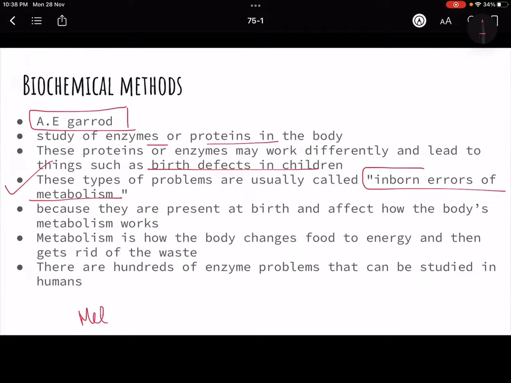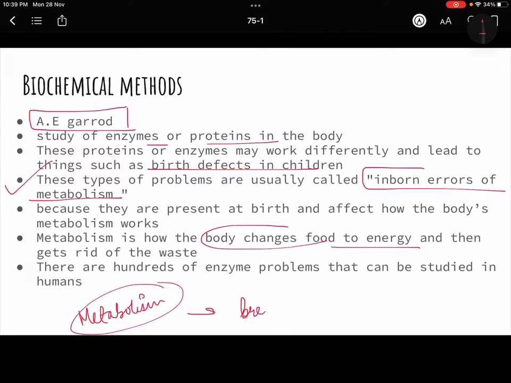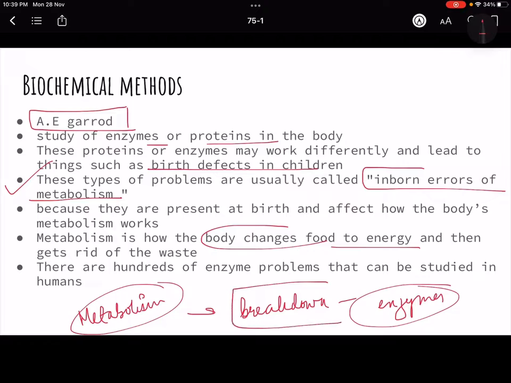Now what is metabolism? You need to understand, we eat food and that food gives us energy, right? And then the waste material is excreted out of our body. So precisely, metabolism is how the body changes food to energy, and then gets rid of the waste. Whatever food we eat is broken down in the body with the help of certain enzymes and proteins, right? Like our bile juice, there are so many other enzymes in our body that help us break down this food, right?